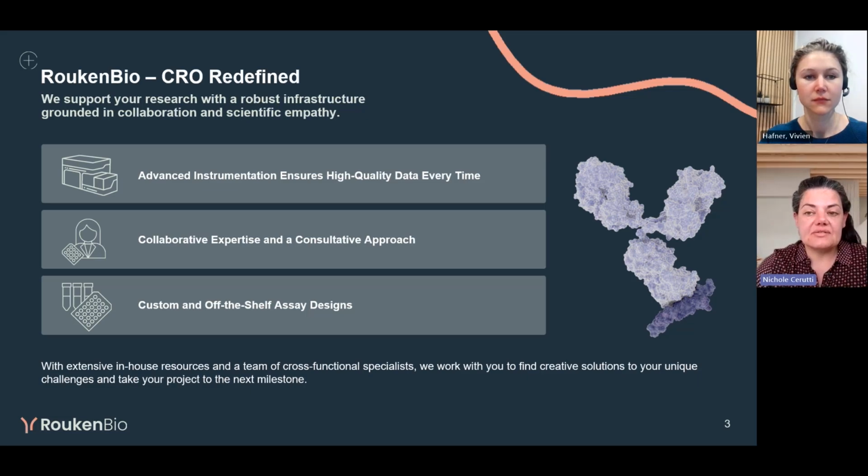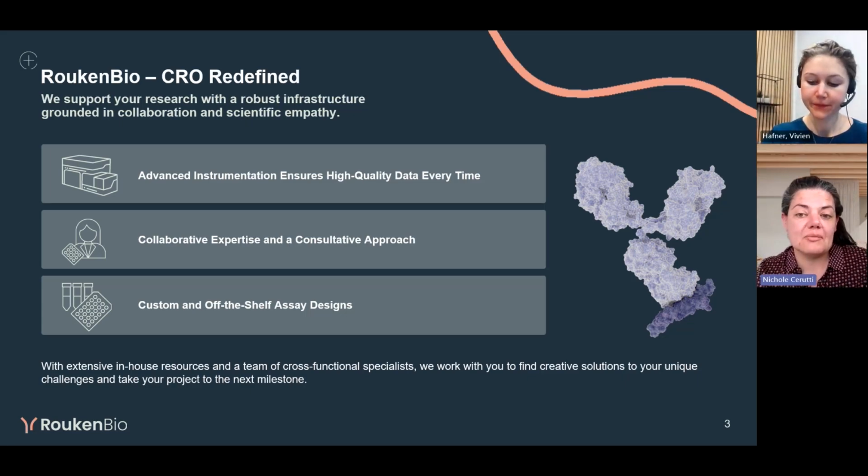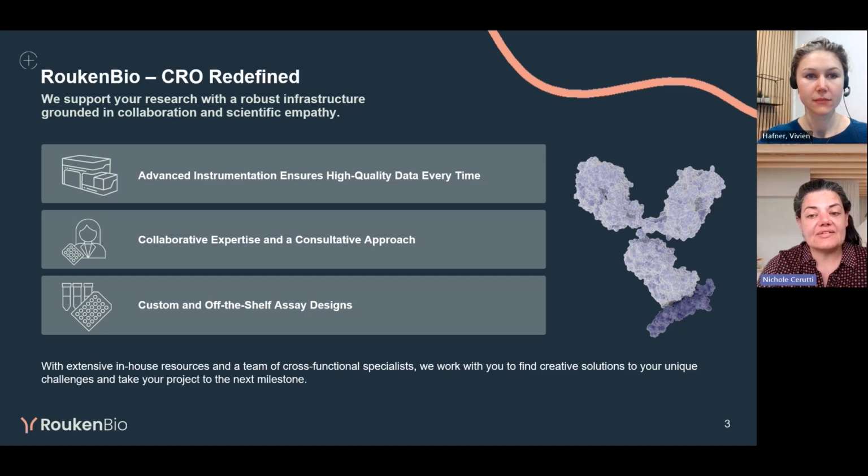Our newly renovated Discovery Center is located just outside Glasgow, and we have just over 100 staff members. And this is what allows us to offer a unique and collaborative approach to drug discovery. And this is grounded in scientific empathy. We're on a mission also to be one of the most trusted research partners for biotherapeutic innovators. And we are aiming to deliver quality data, which will accelerate drug discovery.